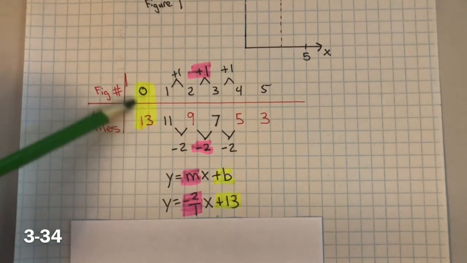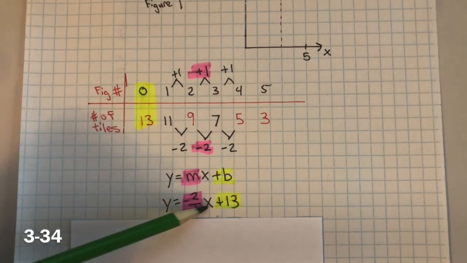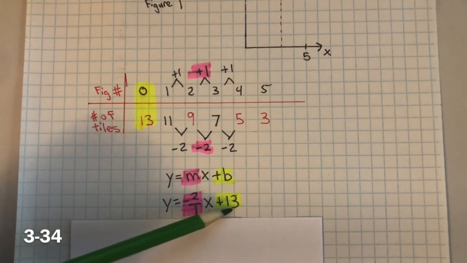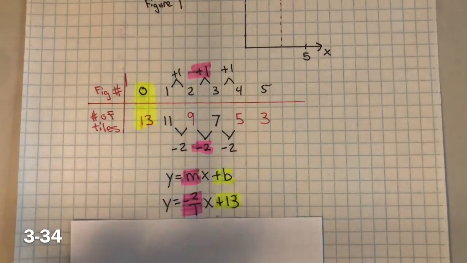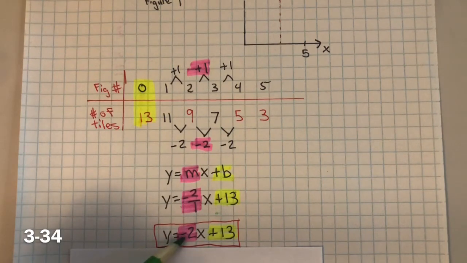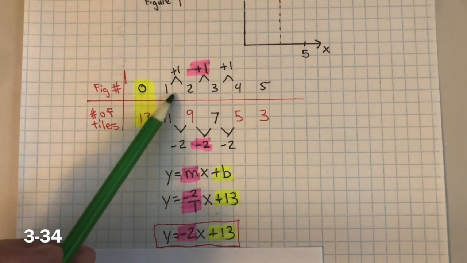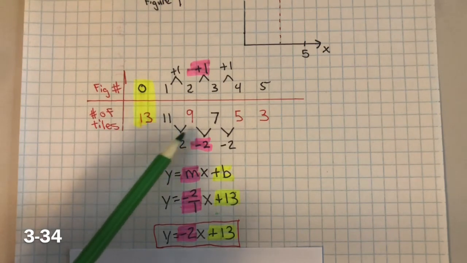And then the y-intercept, what you start with when you're at figure 0, when x is 0, y is going to equal 13. So the equation for this tile pattern is y equals negative 2x plus 13. It has a negative slope or rate of change because as you increase the figure number, you're decreasing the number of tiles.